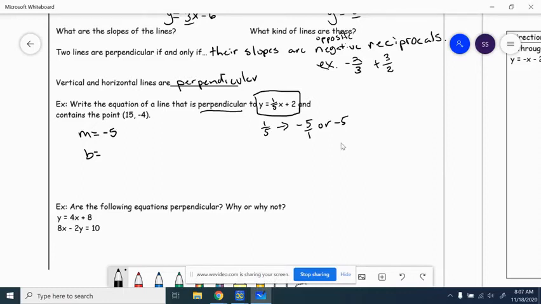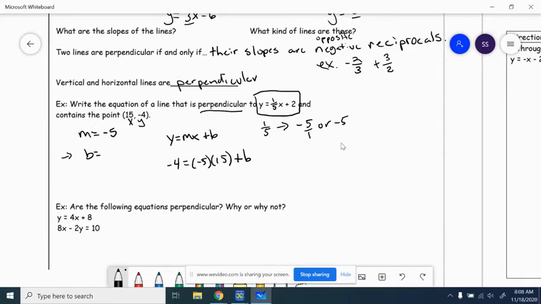All right, and now we need to figure out our y-intercept, or our b. So we're going to take our slope-intercept form equation, y is equal to mx plus b, and we're going to plug in our x and y value along with our m, and then we can isolate b. So it looks like our y is -4 equals our m, which is -5, times our x, which is 15, plus b. And now we can go ahead and solve here.